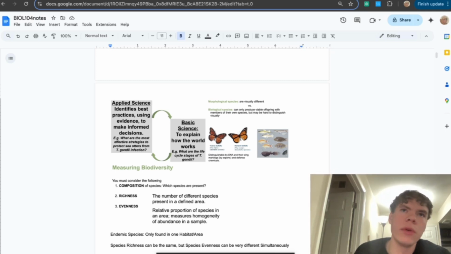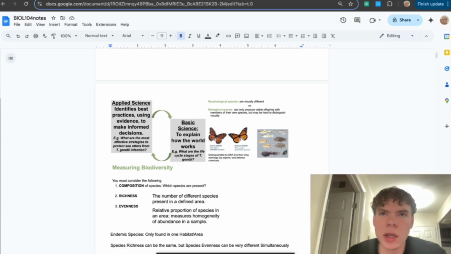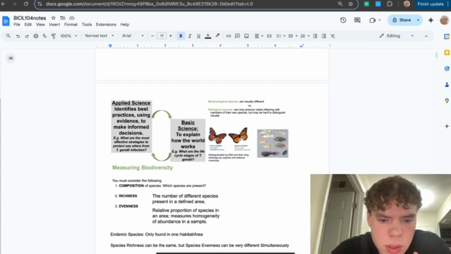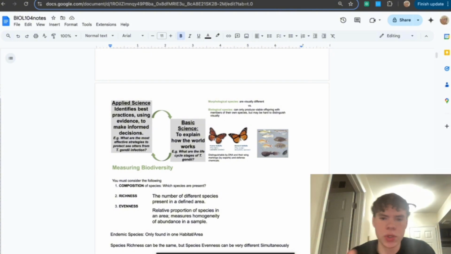So say we went to an island and there was a squirrel, a duck, and a pig. Our species composition would just be squirrel, duck, pig. If you were asked what's the species composition, you say squirrel, duck, pig, versus species richness, you just say three, because there's three species. And our species evenness is like the proportion of how the species are close together. So, say for example, we had 10 ducks, three pigs, and five squirrels. That would be the species richness.